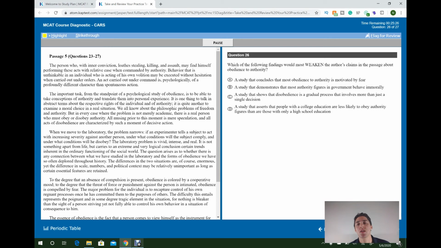A study that asserts that people with a college education are less likely to obey authority figures than those with only a high school education. The author does not talk about high school education, college education, or education at all. So this is also out of scope, just like B, and we can eliminate it. And with that being said, the answer is C.